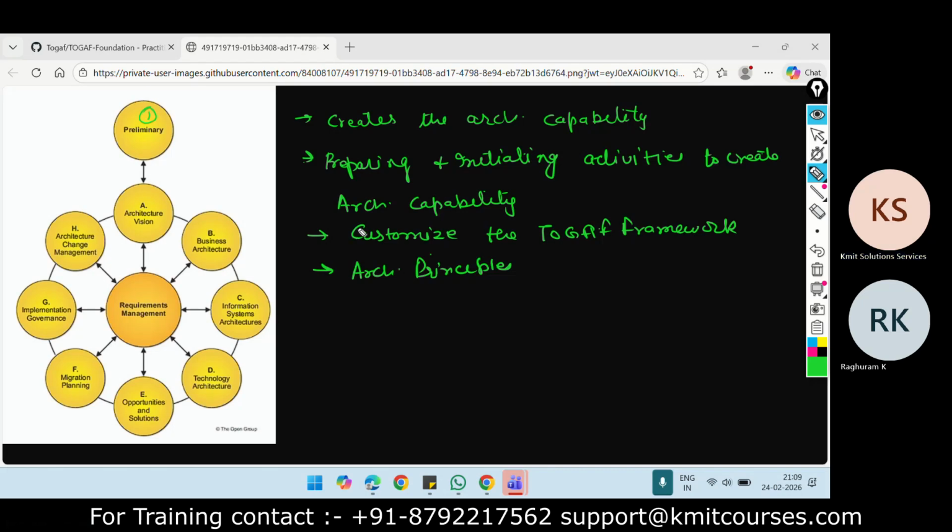Then we have phase A, which is the architecture vision phase. In phase A, this is the phase where the enterprise architect spends a lot of time, right? Because this is the architecture vision. So you need to see how my architecture or architecture roadmap will look. So that is the architecture vision.